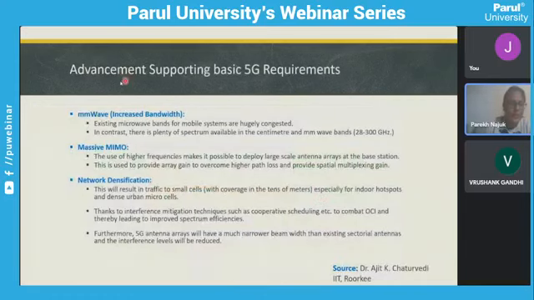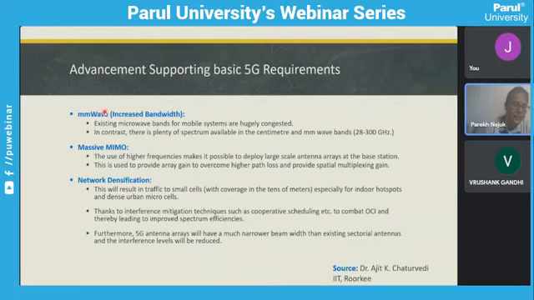Now, what are the advancements which support the basic 5G requirements? We want increased bandwidth. We want more devices, the number of devices in a particular coverage area. So what should be supported for that?